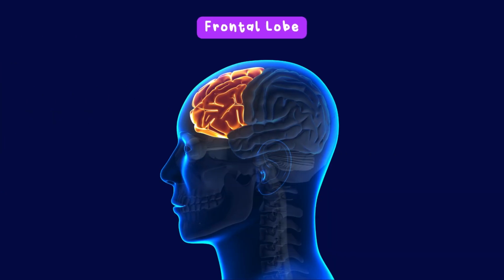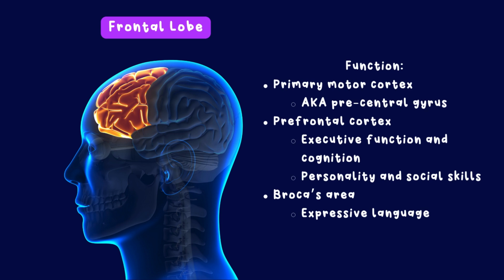Starting off with the frontal lobe, we have it highlighted here. The frontal lobe contains the primary motor cortex, which we'll get more into in just a second. It also contains the prefrontal cortex, which is responsible for executive function and cognition, as well as containing your personality and social skills. The frontal lobe also contains Broca's area, which is super important for expressive language skills.